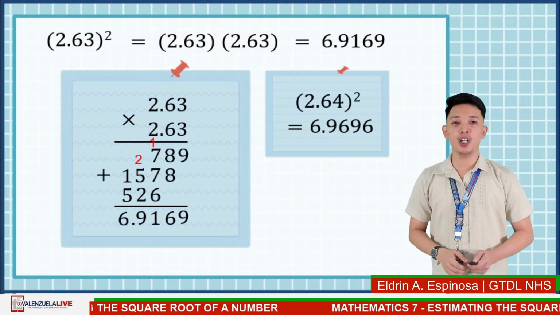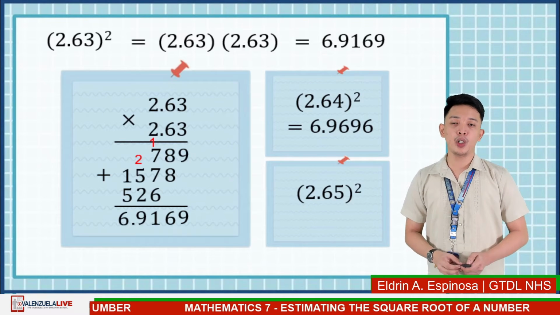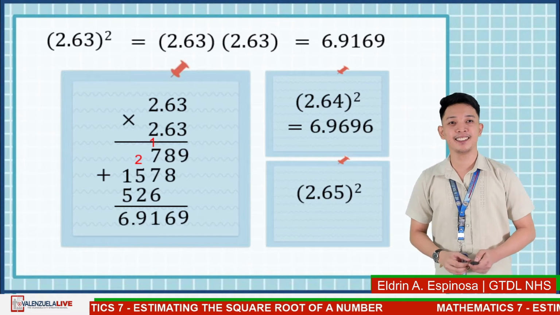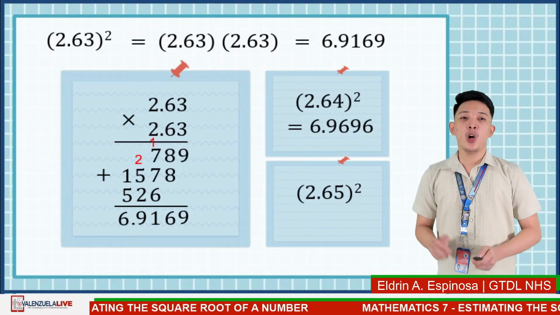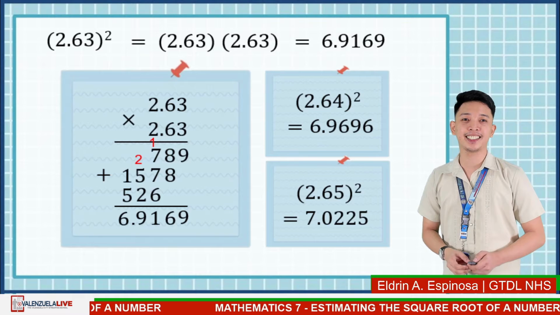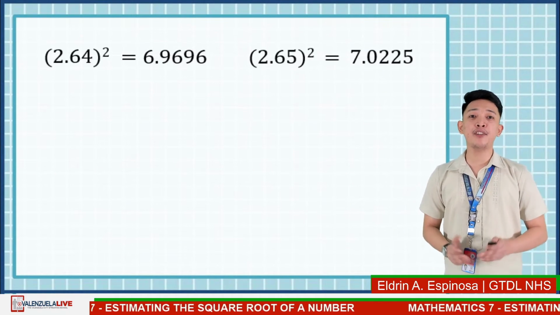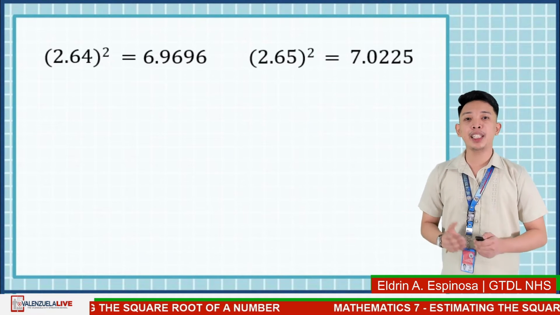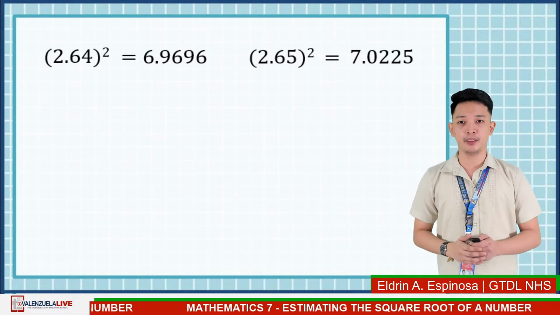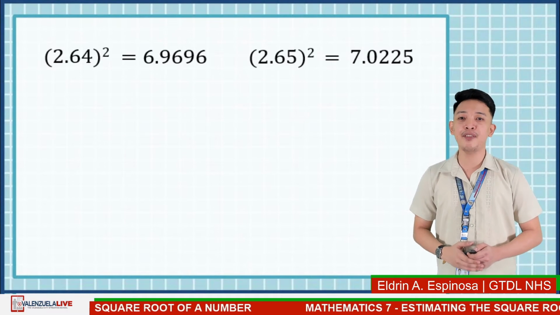Let's try another one. The square of 2 and 65 hundredths. Will you solve this one on your paper? All right. Were you able to get 7 and 225 10,000s? That's great. Now, let us compare the values that we obtained. The square of 2 and 65 hundredths has already exceeded 7. But which of these two values is closer to 7?